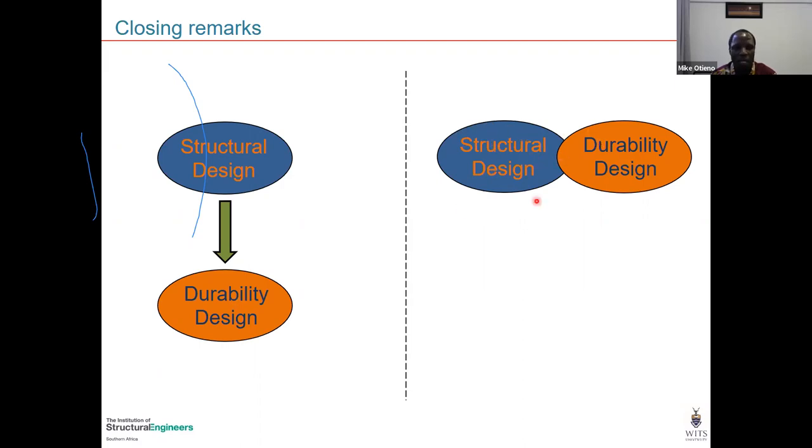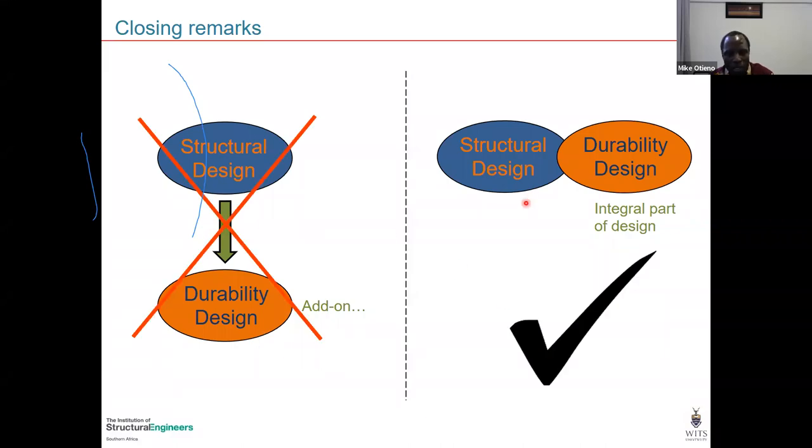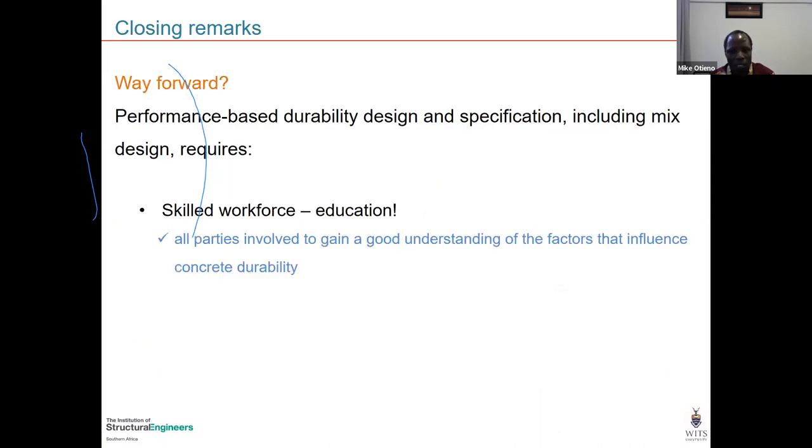These two teams are in tandem, working together. So it's either that durability is an add-on or it's an integral part of design. Of course, we don't want to go that route. We want to ensure that durability design is an integral part of the structural design process. So what is the way forward? And this is my last slide, last point here in terms of the way forward.